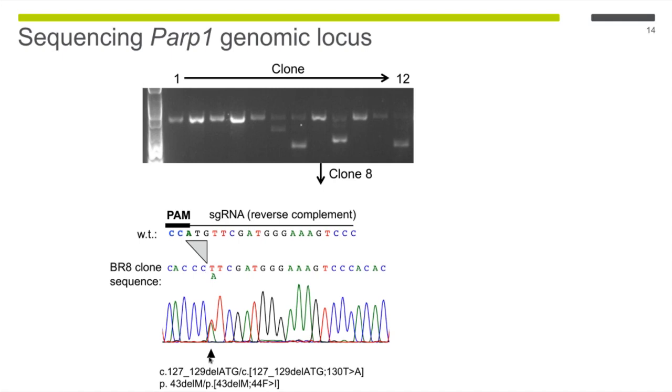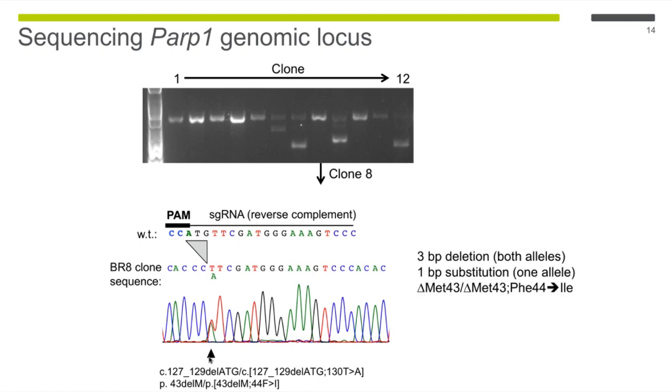So it seems like this is an in-frame mutation, which explains why it's still expressing PARP1. So what's happening in this mutant PARP1 protein? This is deleting methionine 43 essentially, and then one of the mutations is causing a substitution as well.